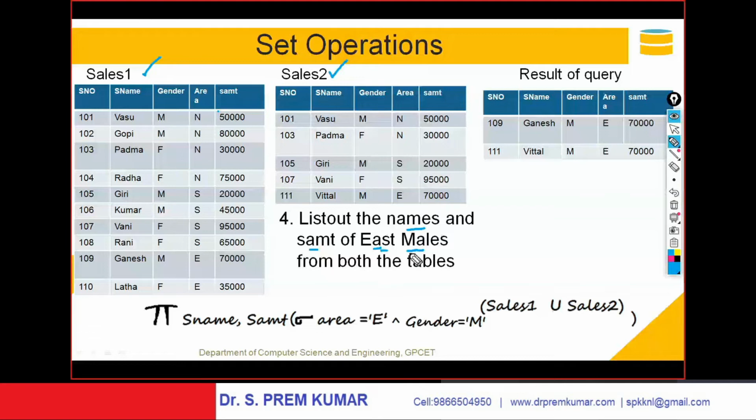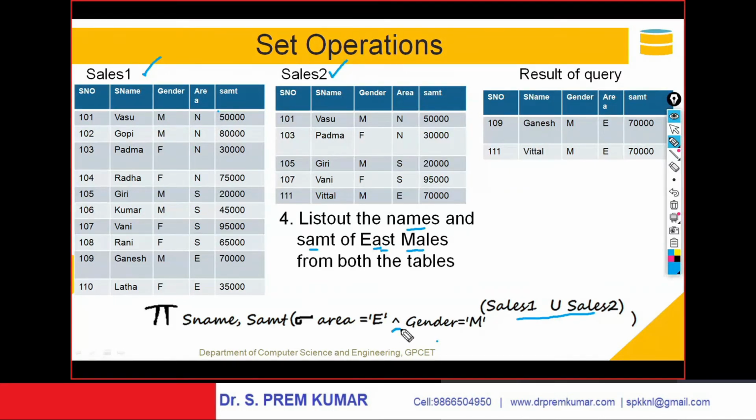When they say both the tables, I am clubbing these two tables with union. Sales 1 union Sales 2. So you will get all the rows of Sales 1 as well as Sales 2. From that union, I am selecting area equals East and gender equals M. They should belong to the Eastern area, and gender, I am using the AND operator.